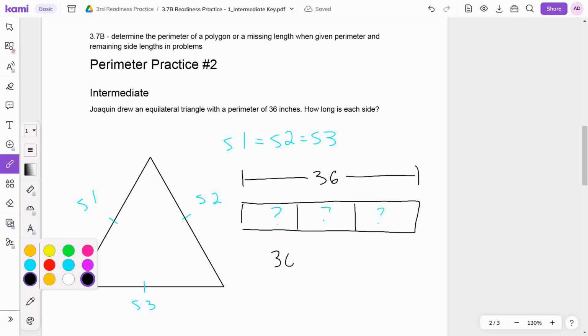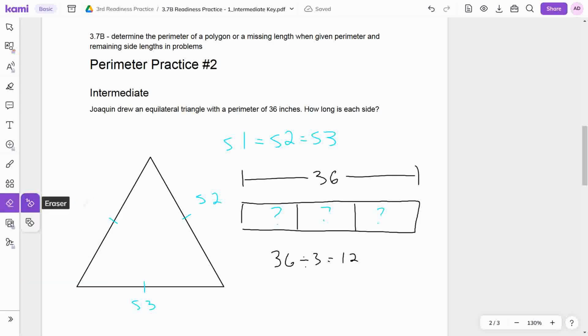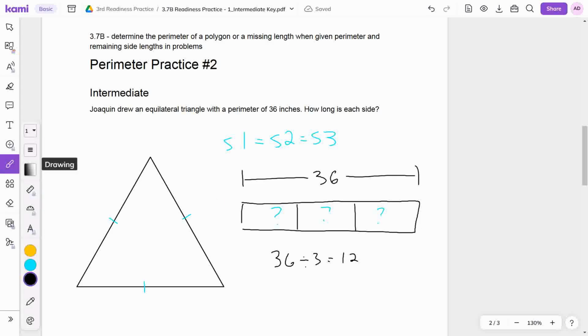So what is 36 divided by 3? That's going to get me 12. So since they're inches, we can say each of these is going to be 12 inches. And 12 and 12 make 24. Add another 12, you get up to your 36. So that is going to be our answer, 12 inches. We'll put a box around it.